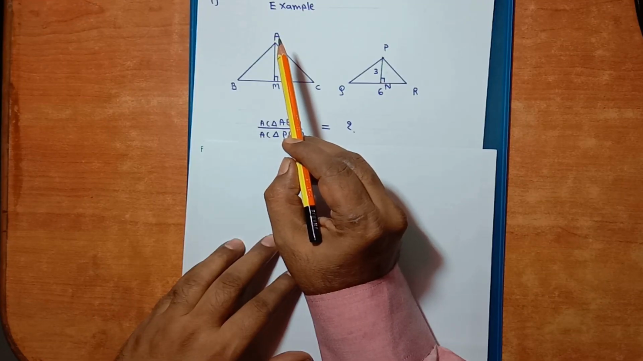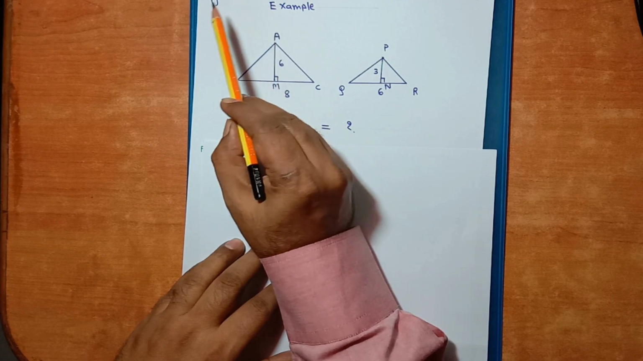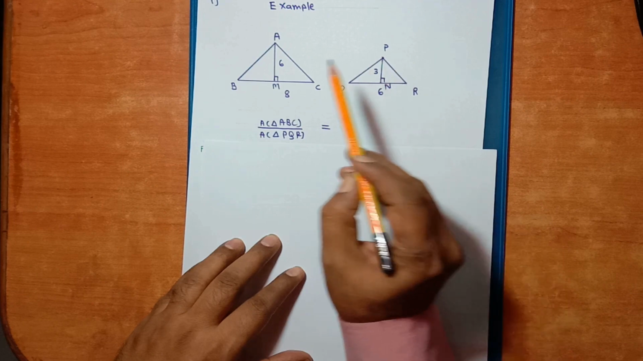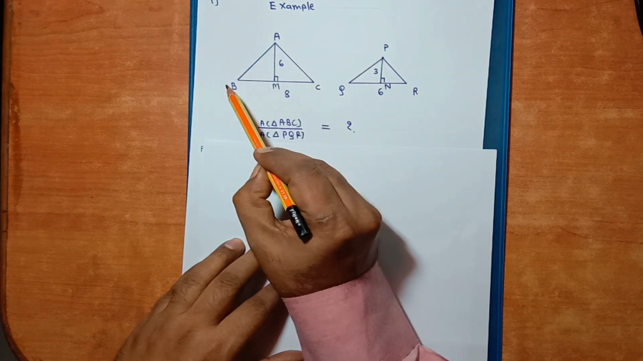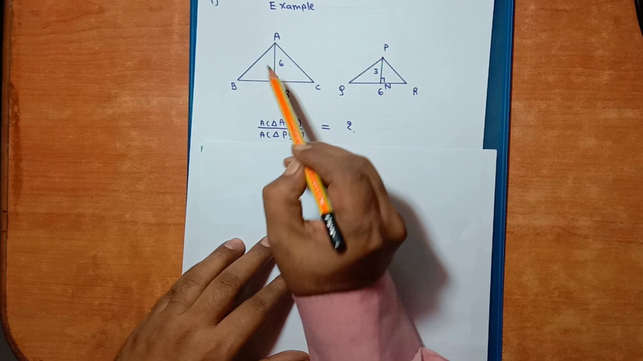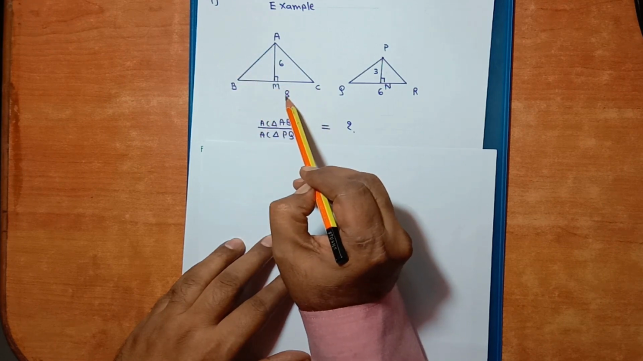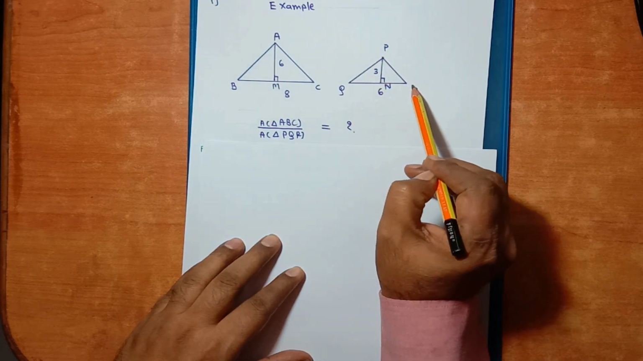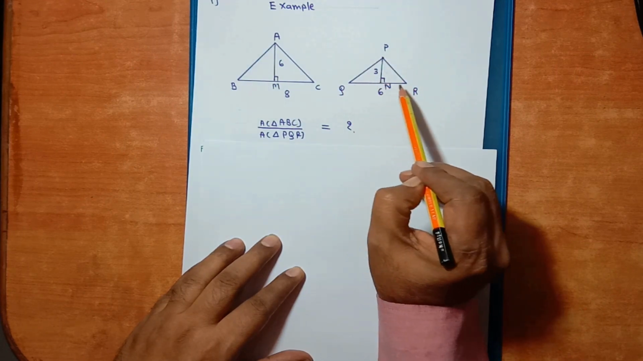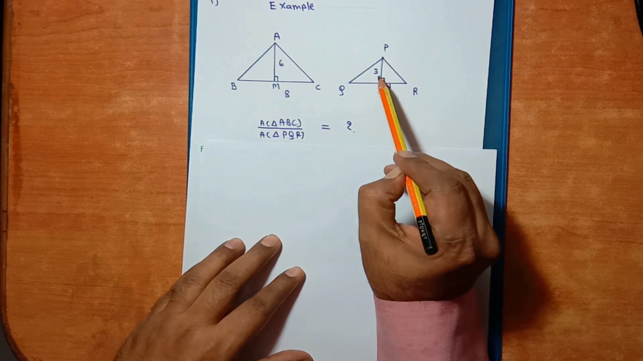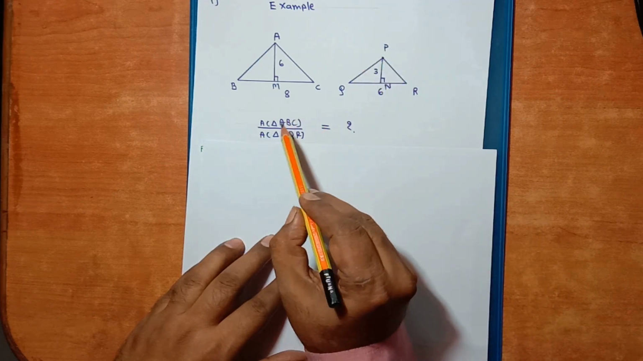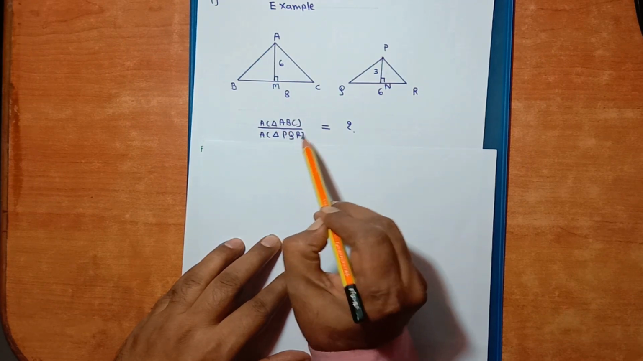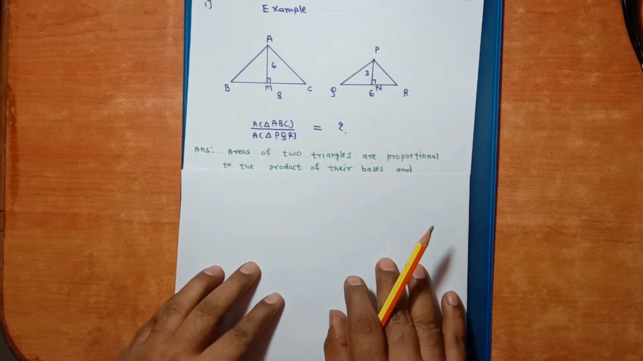Students, let us solve some examples. In example 1, triangle ABC and triangle PQR are given. In triangle ABC, BC is the base and AM is the height. Length of the base is 8 and length of the height is 6. In triangle PQR, QR is the base, PN is the height. Length of QR is equal to 6 and length of PN is equal to 3. And we have to calculate area of triangle ABC upon area of triangle PQR. Let us see how to solve it.